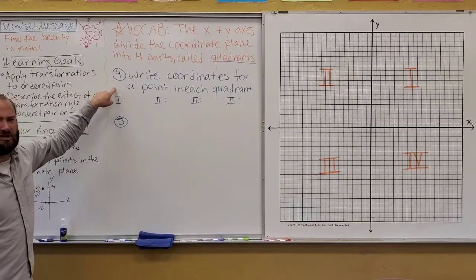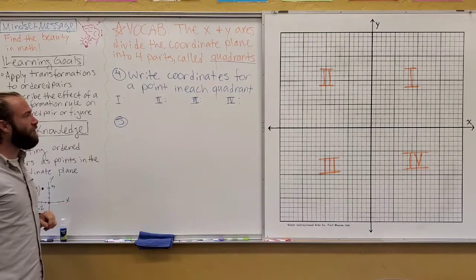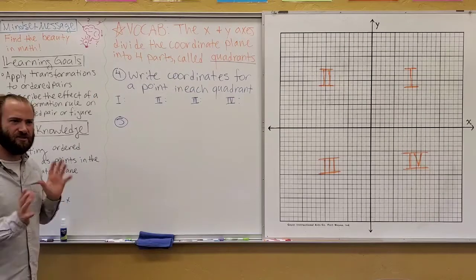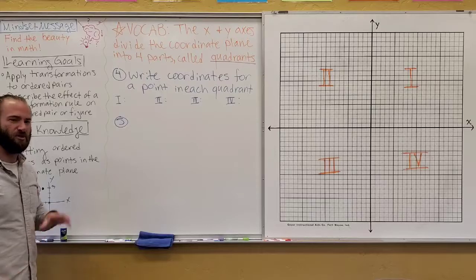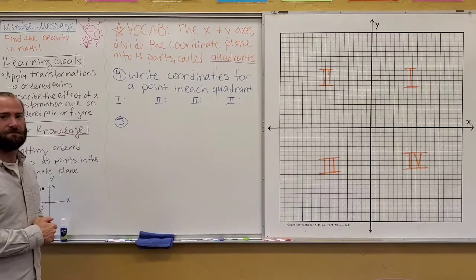Something I want you to just do real quick: write coordinates for a point in each quadrant, and then there's something I want to talk about with those points. So you can just pause and do that yourself really quick.